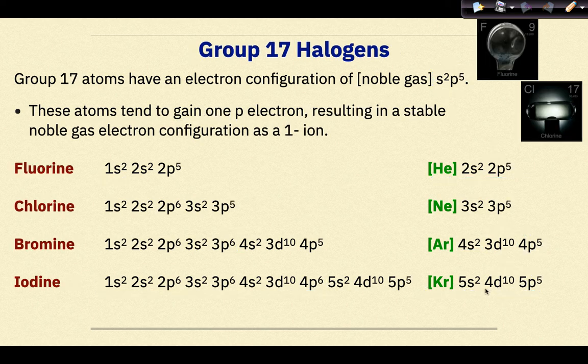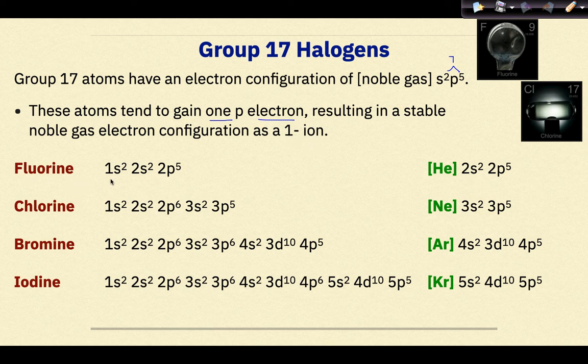Group 17, the halogens. Group 17 atoms have an electron configuration of noble gas in brackets, s2p5, where 2 plus 5 gives me 7 valence electrons. These atoms tend to gain 1 p electron, resulting in a stable noble gas electron configuration as a 1- ion.